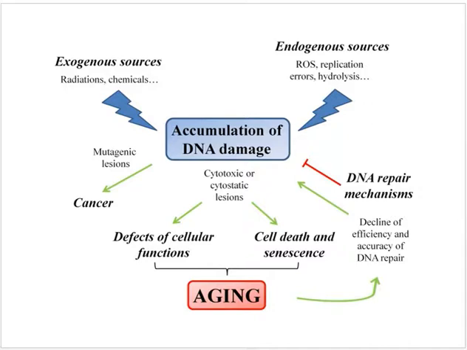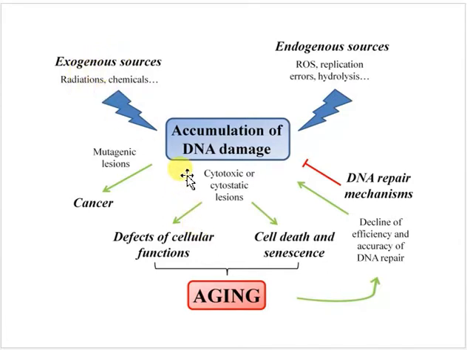So again, you have all these different sources of different types of damage. So you have these exogenous sources, right? These are your radiation, chemicals, toxins, pollutants. And then you have your endogenous sources. So replication errors, hydrolysis, these are all internal errors. These are kind of your environmental sources.